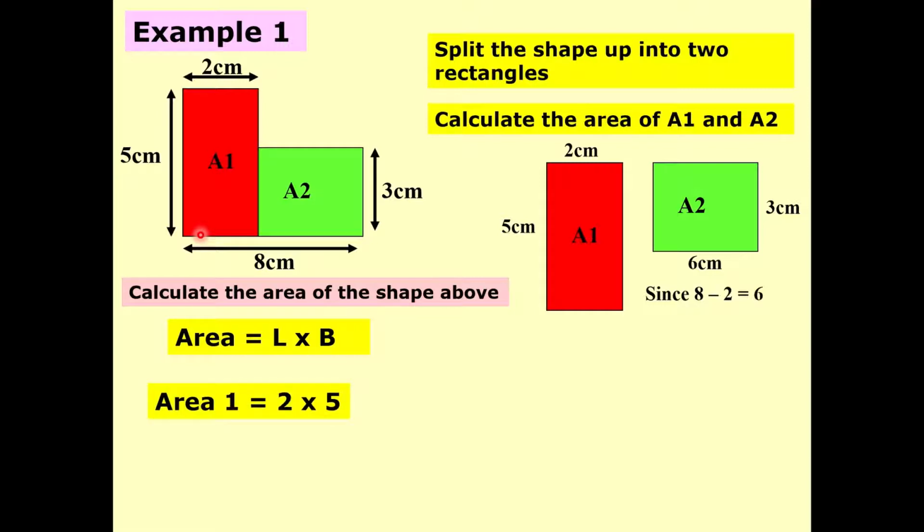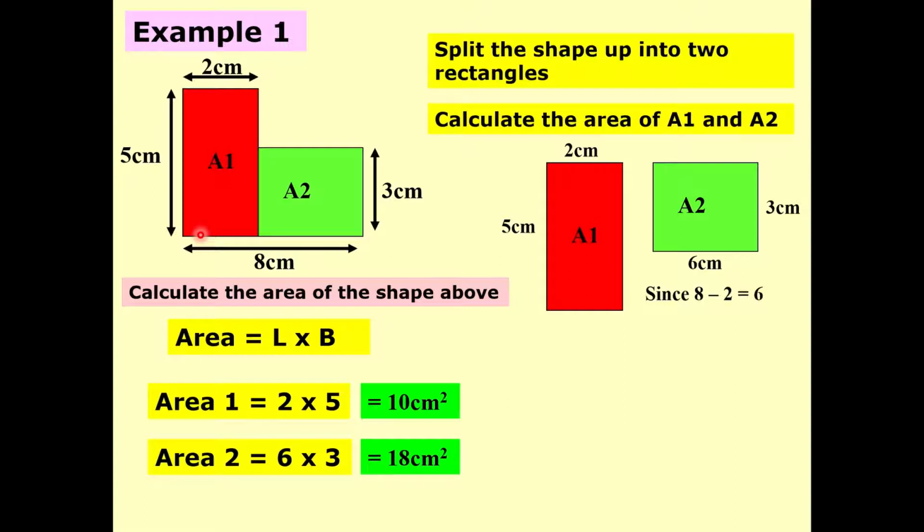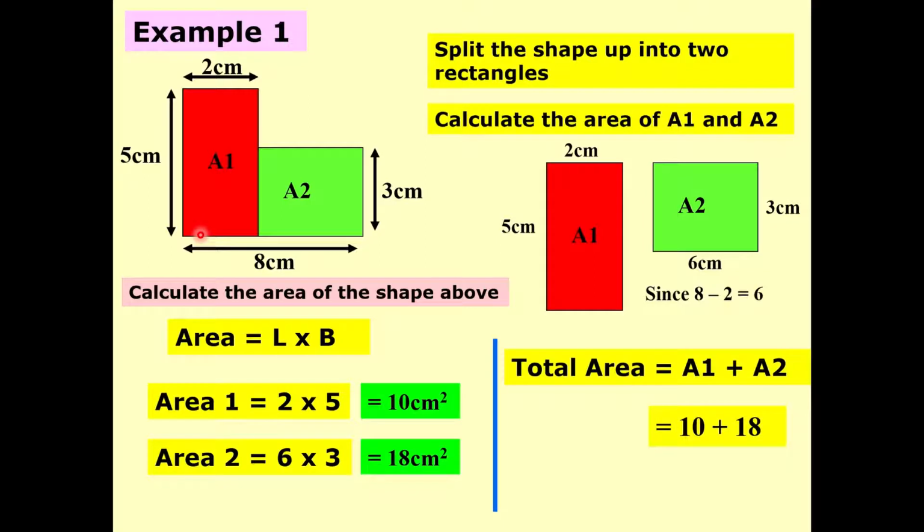So area 1 is length times breadth, which is 2 times 5 to give us 10 square centimetres. Area 2 is 6 times 3 to give us 18 square centimetres. But we need to calculate the area of the entire shape. So we're then going to find the total area, which is adding area 1 and 2 together. So 10 plus 18 is 28 square centimetres. We're measuring in centimetres, so make sure you have your units, square centimetres, on the end.